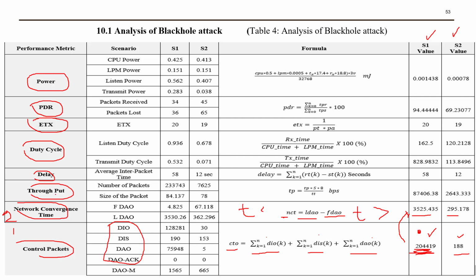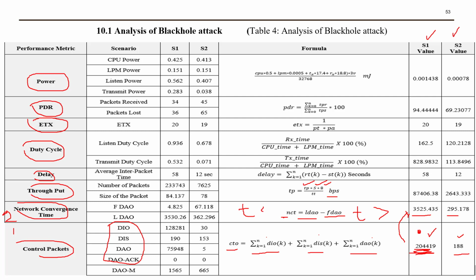Then the next one is the throughput. What does throughput mean? How much data is sent in your network, in bits per second. That means the total number of bits per second. How do we calculate the throughput? You take the number of packets, and this is the size of the packet. Then the last one is 8.